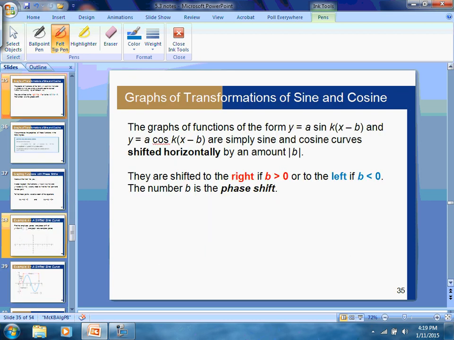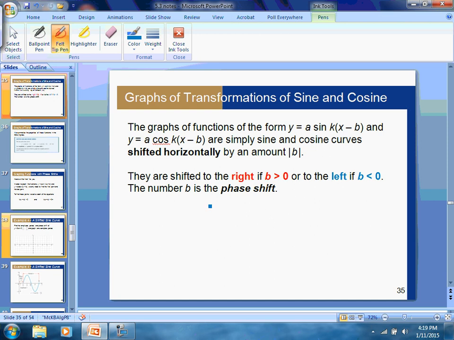Okay, so we have added and subtracted outside the function. That's what moves it up or down. We've multiplied outside the function. That's the amplitude. We have multiplied and divided inside the function. That's with the x. That's what shrinks it or stretches it out.